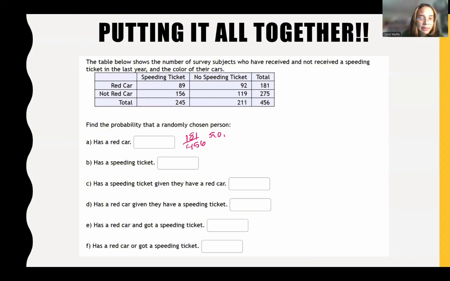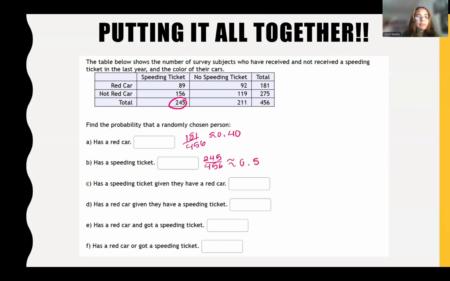B, has a speeding ticket. So I want to see the amount of cars that have a speeding ticket. That is my favorable outcome, the outcome that I'm measuring, divided by the total amount of cars that are being studied. So this is going to be 245 divided by 456. So 245 divided by 456 is approximately 0.54.